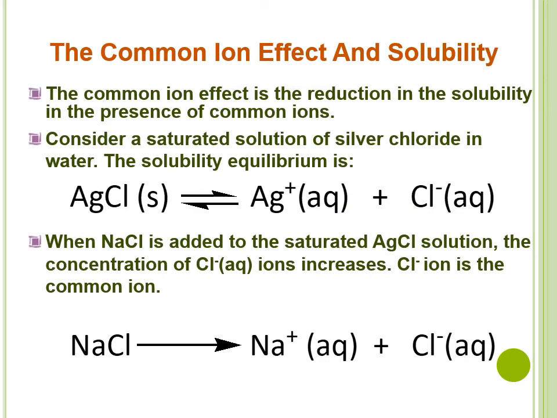Consider a saturated solution of silver chloride in water. The solubility equilibrium is given in the balanced equation AgCl solid becoming Ag+ aqueous and Cl- aqueous. But when NaCl is added to the saturated silver chloride solution, the concentration of Cl- aqueous ions increases. Cl- ion now is the common ion. You can see the sodium chloride salt dissociates completely to produce Na+ aqueous and Cl- aqueous.